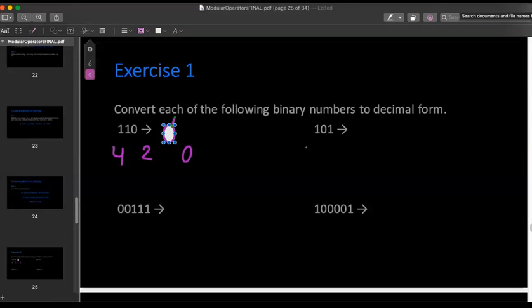So 101 would be, well, you first break it up into spaces, 1, 0, 1, and 1 in the ones place times 2 to the 0 power is 1. And 0 times 2 to the first power is 0. And 1 times 2 to the second power is going to be 4. And if you add all those together, you will get 5. Amazing. Look at that. How does everyone feel about that?